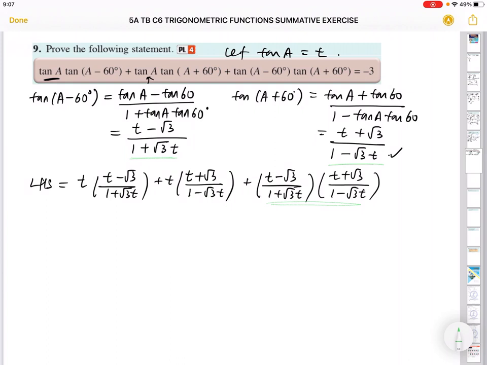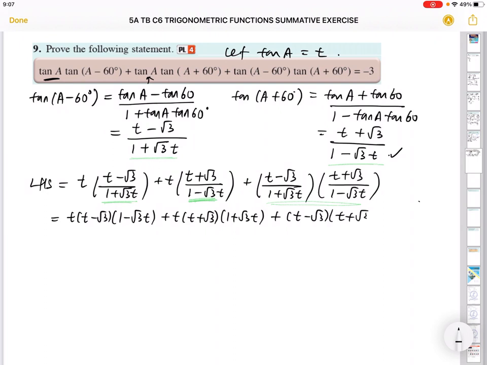So basically, I need to combine the fractions. So here the first term, I'm just going to multiply top and bottom with 1 minus root 3 T. For the second one, T plus root 3, I'm going to multiply with 1 plus root 3 T. These two we can put together. Okay, I'm just going to copy. I don't want to expand first. Let me show you step by step. And my whole denominator is 1 plus root 3 T and 1 minus root 3 T.